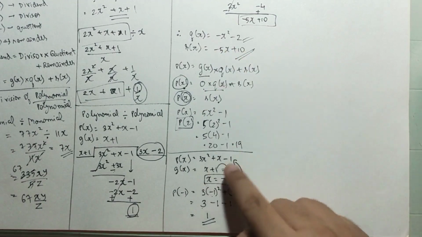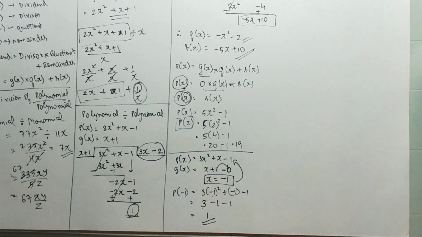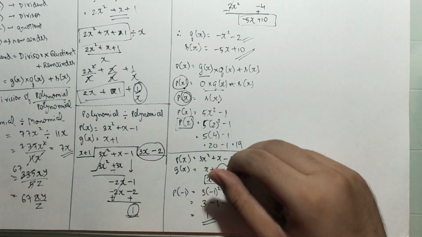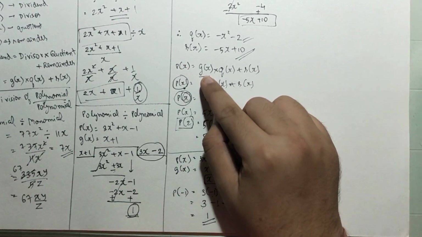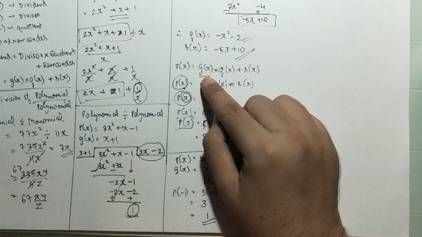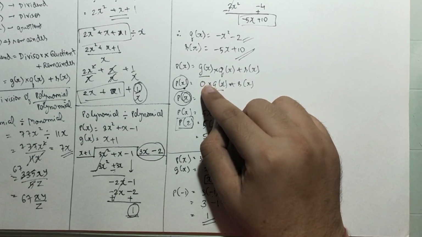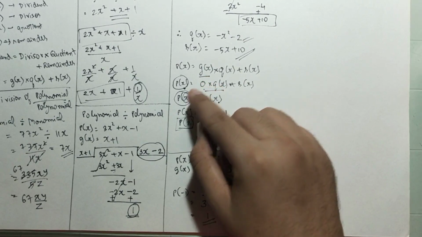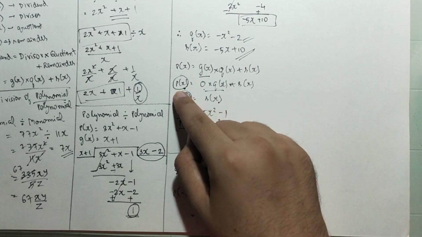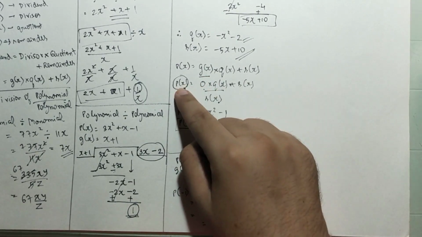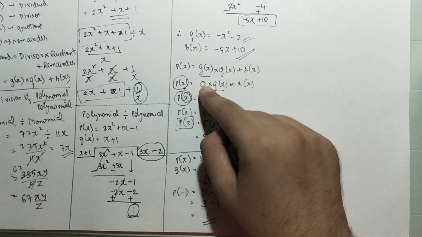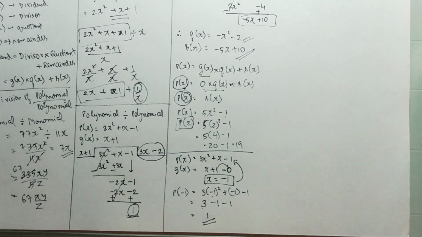This is the proof of it, and this is one of the examples. This is known as the remainder theorem. So the proper statement of the remainder theorem is: if g of x, that is the divisor, is equal to 0 for some value of x, then for that value of x, the dividend will be equal to the remainder of that polynomial when divided by g of x. This is known as the remainder theorem.